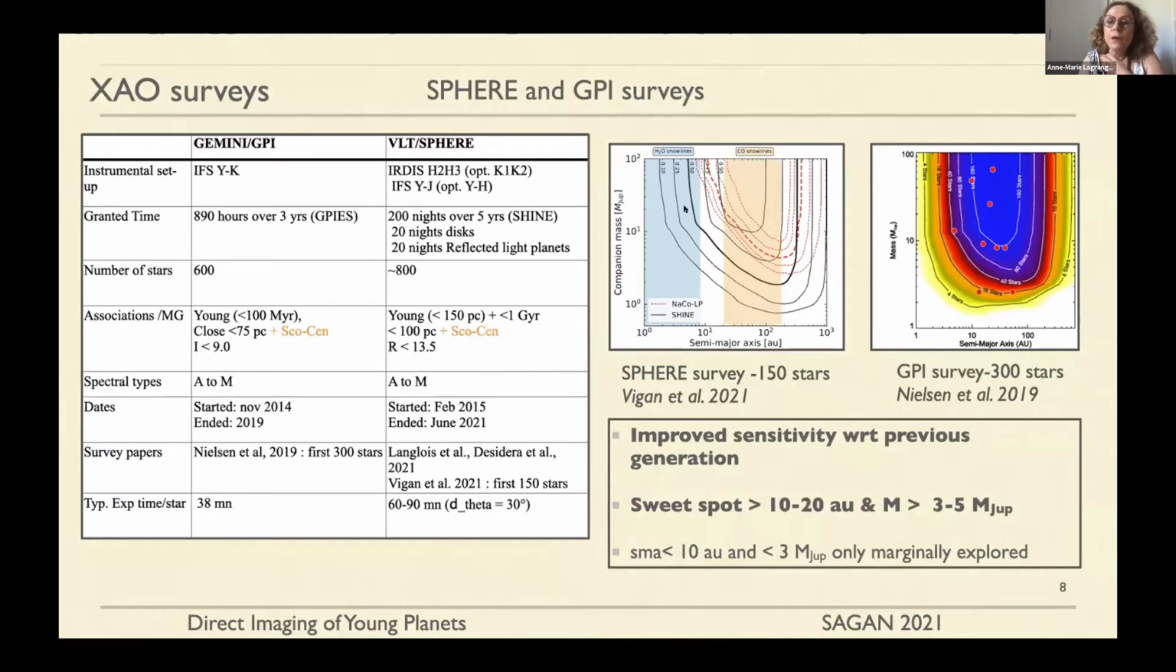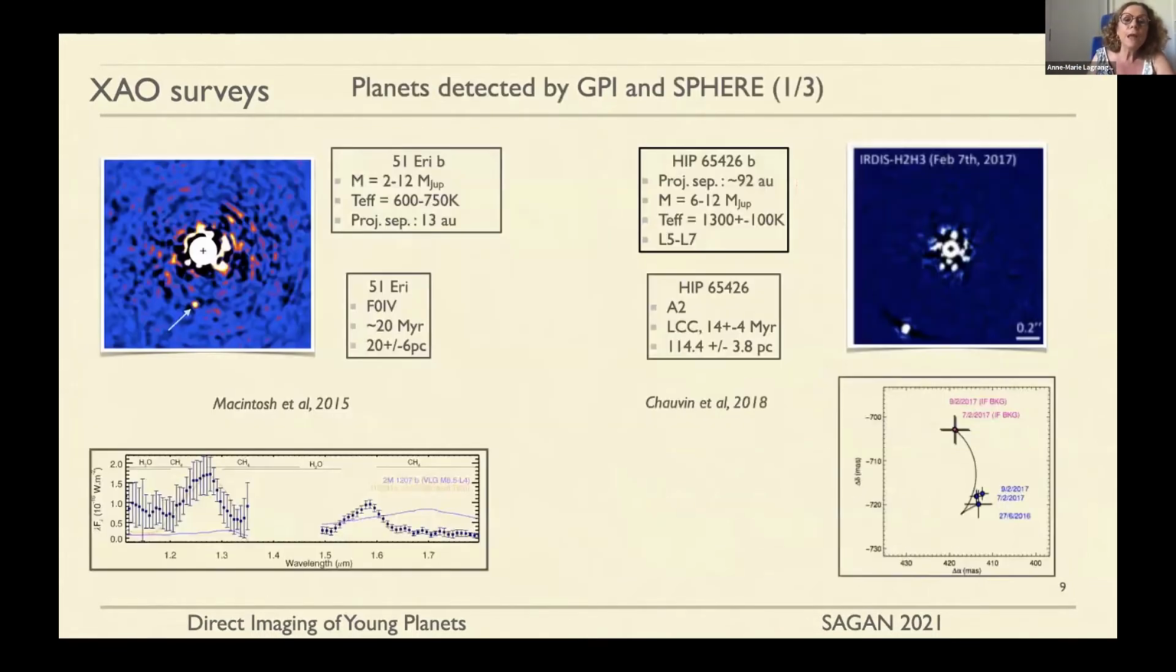You see that the sweet spot of the detection now, both with SPHERE and GPI, is for planets further beyond 10 to 20 astronomical units and masses of Jupiter, planets more massive than 3 to 5 Jupiter masses, which still shows you that we are not yet reaching the 5 to 10 astronomical unit region. Six planets in total were detected by GPI or SPHERE.